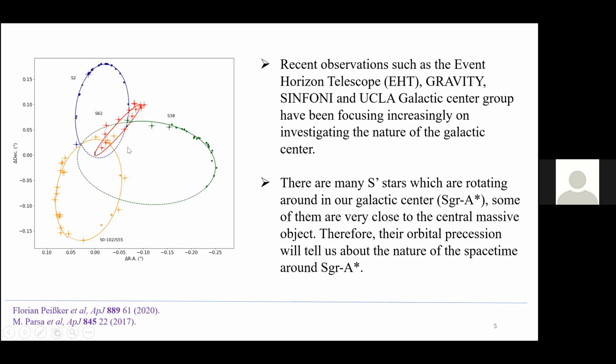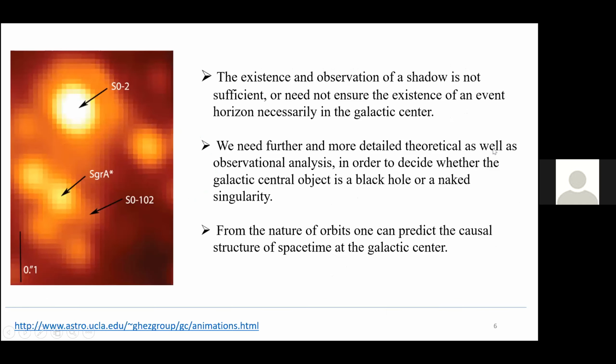As you can see in this figure, S62 is known as the shortest period star. It has around a 9.9 year orbital period, and it is very close to the galactic center. The astrometric data of the S stars are given in declination and right ascension. For more detail, you can refer to these papers.